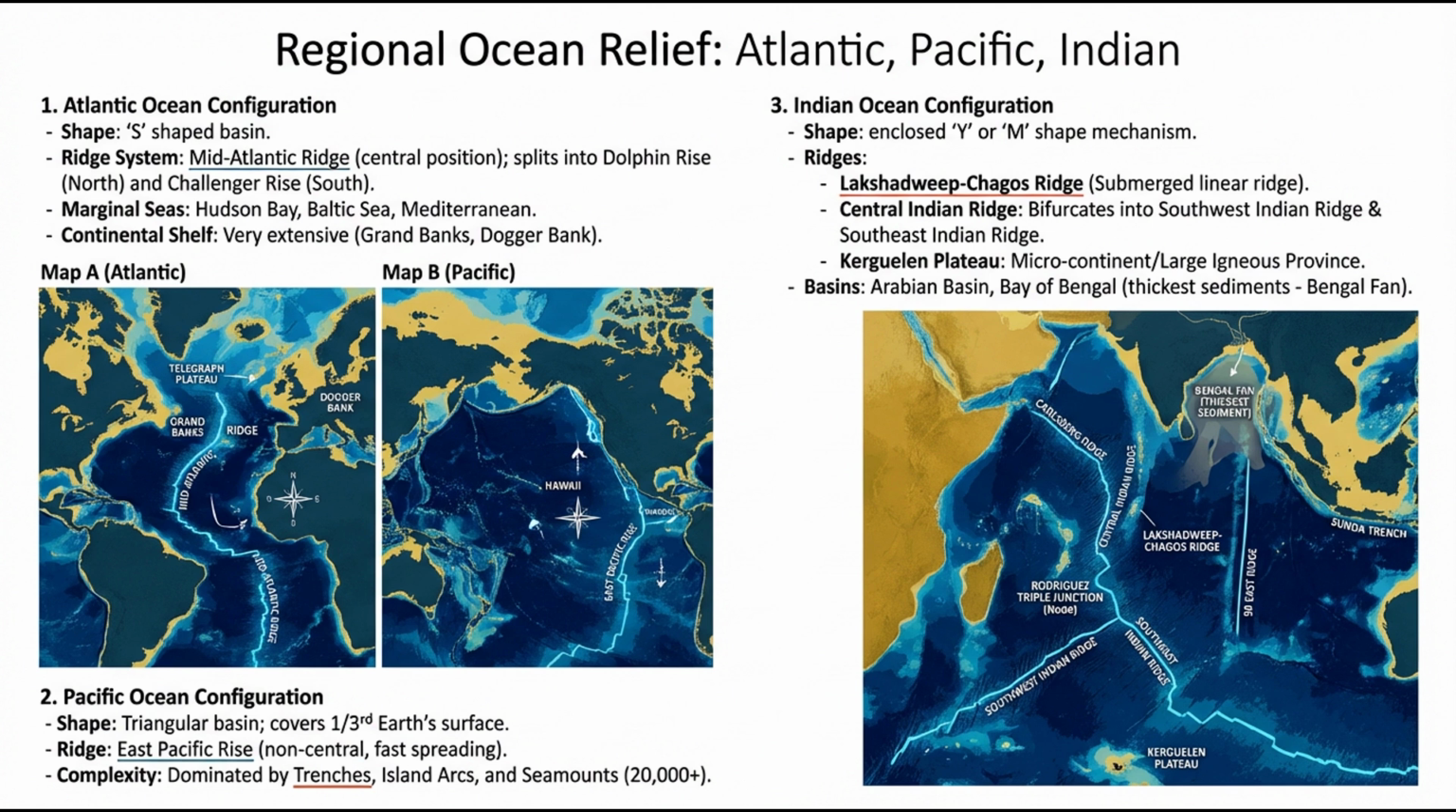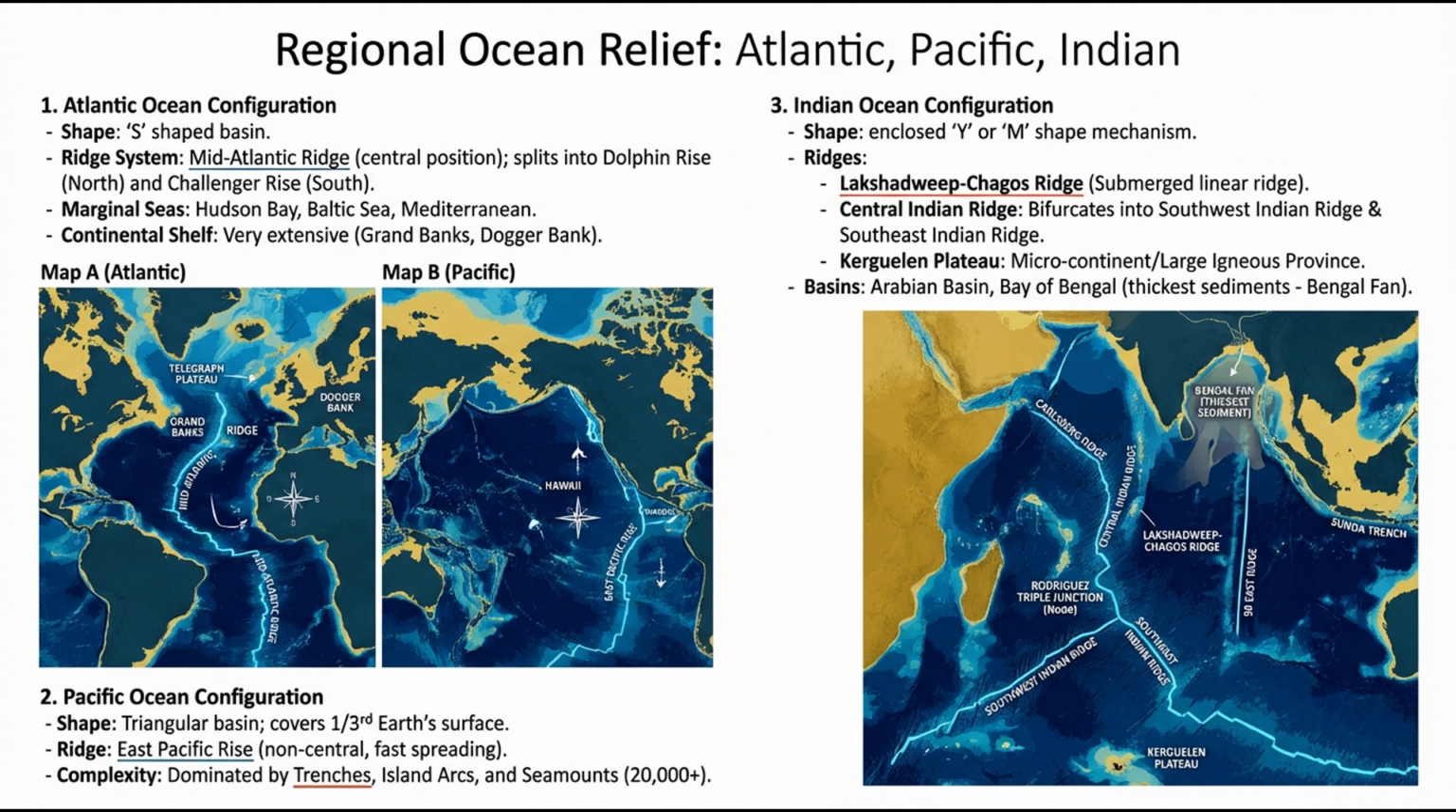Contrast this with the Pacific Ocean. It is circular, vast, and covers 1/3 of the Earth. It is a closing ocean. Its ridge, the East Pacific Rise, is not central, it's shifted to the east, and unlike the Atlantic's slow-spreading ridge, this one is fast-spreading, so it's broader and less steep. The Pacific is dominated by trenches, the Ring of Fire, and thousands of islands and seamounts, over 20,000. The complexity here comes from the interaction of multiple small plates and hotspots.